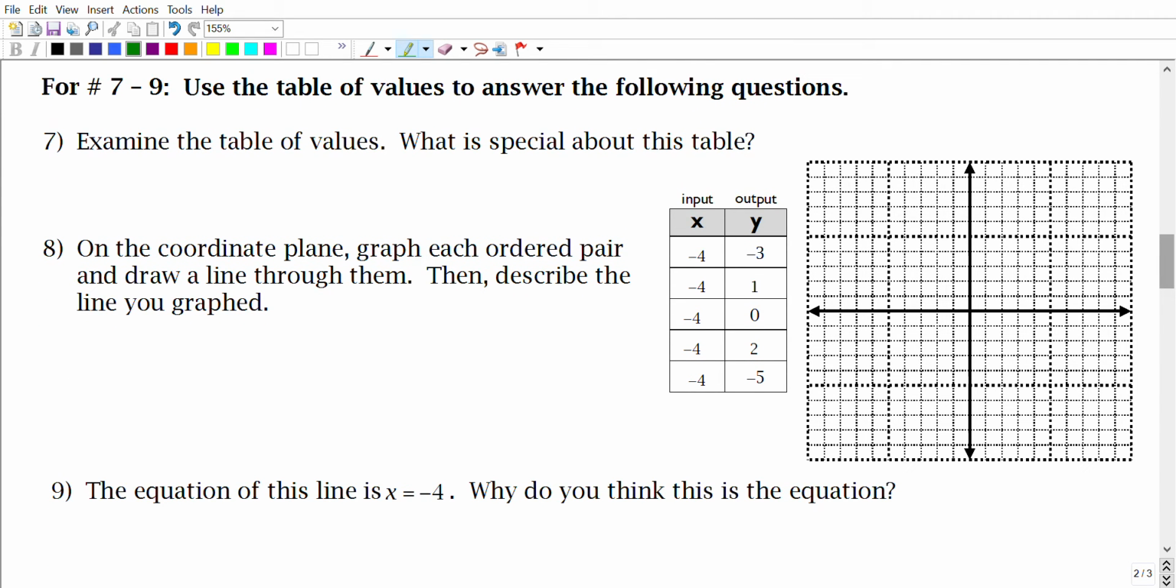It says use the table of values to answer the following questions. So examine the table of values and what is special about this table. Go ahead and write down your answer for number 7. Hopefully you wrote that. All x values are -4. So hopefully you wrote something to that effect. Now it says on the coordinate plane, graph each ordered pair and draw a line through them, then describe the line you graphed. So why don't you go ahead and pause the video for a second and graph each one of these ordered pairs.